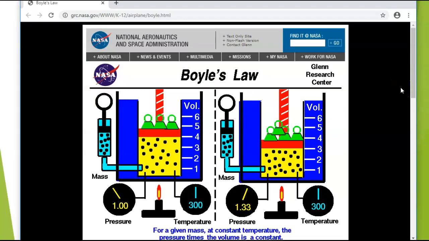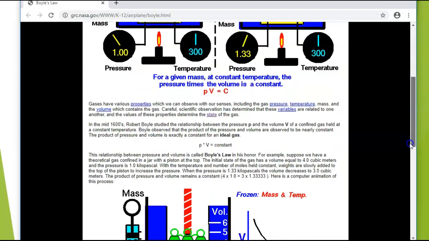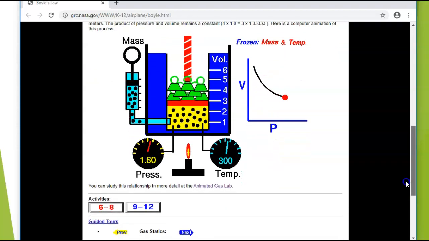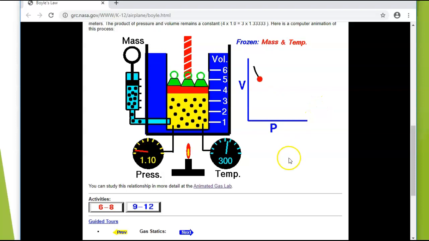Here's an illustration of Boyle's law from NASA. And as you can see in this illustration, as the volume decreases, pressure increases, or as the pressure increases, volume decreases. And that's keeping temperature constant. So this is a sealed container. Notice that the number of molecules never change. So the mass of this gas is the same. It's conservation of mass. That's Boyle's law.